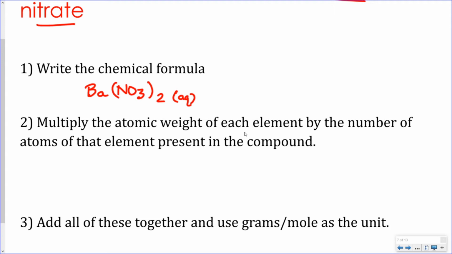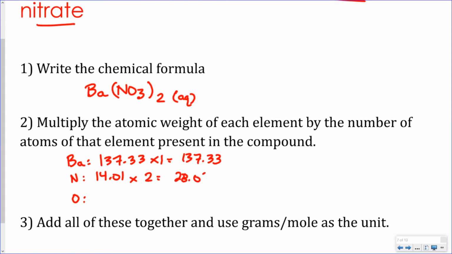Now we multiply the atomic weight of each element by the number of atoms of that element present in the compound. So we're dealing here with barium, we're dealing with nitrogen, and we are dealing with oxygen. So the atomic weight of barium is 137.33, and we only have one number of atoms of it, so we could put times 1 equals 137.33. Nitrogen, we look it up, it's 14.01. And how many nitrogen do we have? 1 times 2, we have 2. So that gives us 28.02.